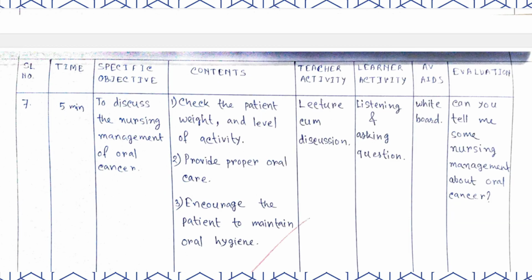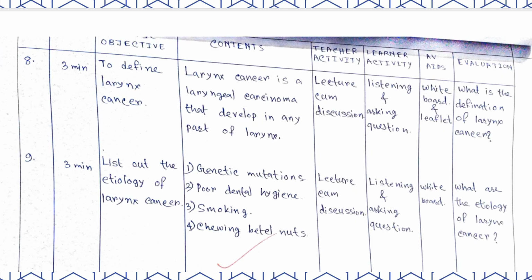Next is point number 7, specific objective: to discuss the nursing management of oral cancer. Content: check the patient's weight and level of activity. Provide proper oral care. Encourage the patient to maintain oral hygiene. Teacher activity, lecture cum discussion. Learner activity, listening and asking questions. AV aid, whiteboard. Evaluation: can you tell me some nursing management about oral cancer?